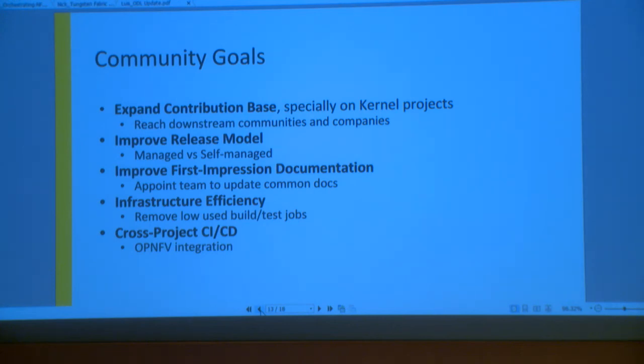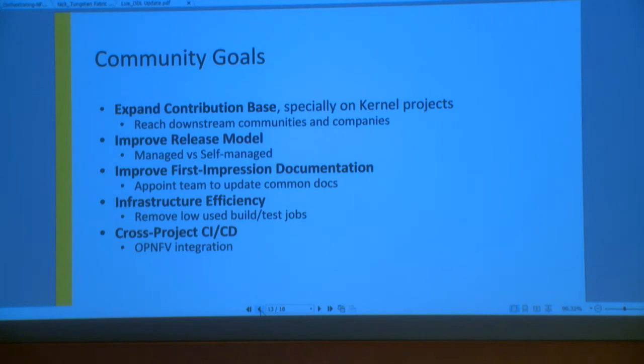So yeah, we can maybe move on. The community goals today, these are some of the discussions we have this release. The first is to expand contribution, especially on the kernel projects. We have something called the kernel project, which is the framework of OpenDaylight today. In those areas there are very few people, very good and very skillful, but very few. So we try to see if we can increase the number of people contributing in these areas.